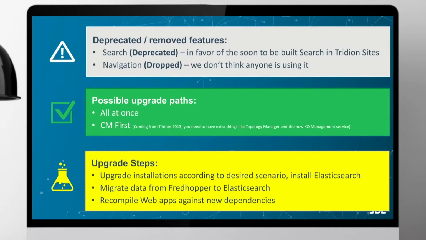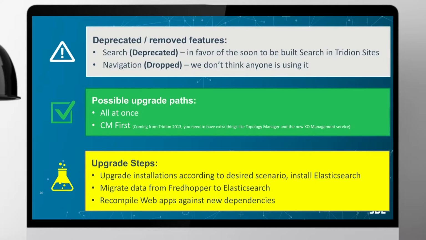But we also support what we call the CM first upgrade, whereby you would upgrade your CM completely, but have your CD side still working on, for instance, Web 8.5.